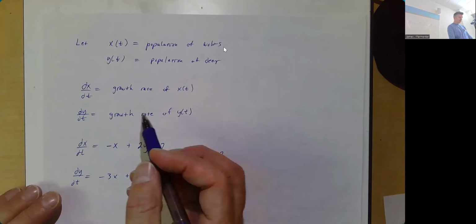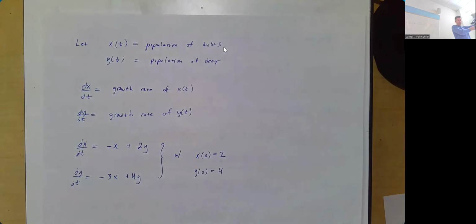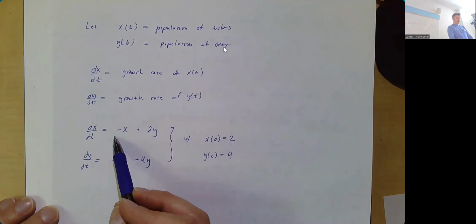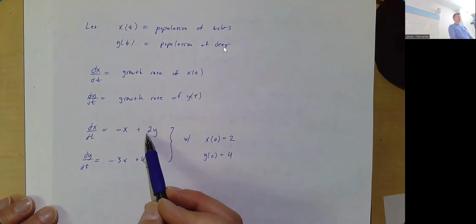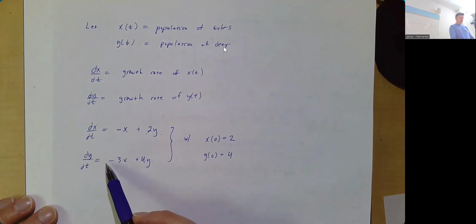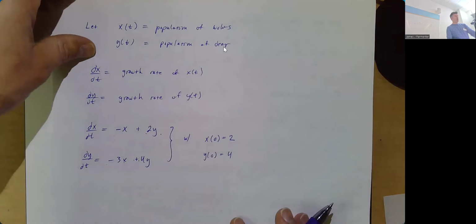So we had x and y as the population of wolves and the population of deer, and we made up a function. We said the rate of growth of wolves was -1 times the population of wolves plus 2 times the population of deer. And the rate of growth of deer was -3 times the population of wolves plus 4 times the population of deer. And then we rewrote that as a matrix equation.